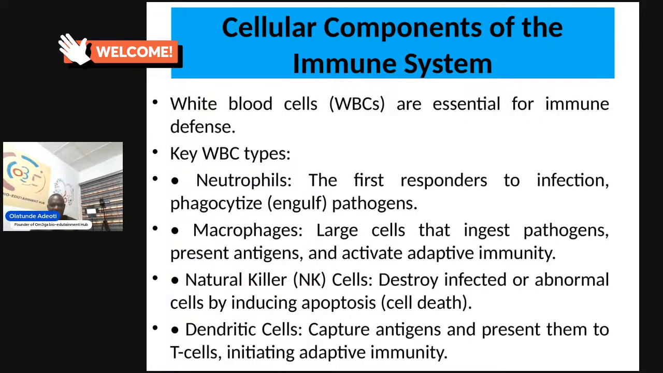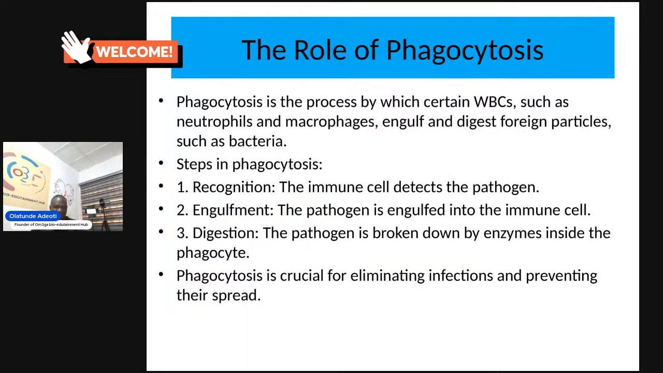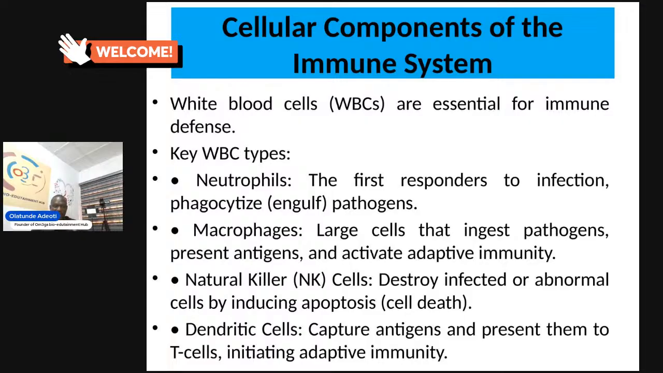And how do they do that? They phagocytose, that is, they engulf. Sometimes they swallow some of these pathogens. The next one after neutrophils is macrophages, which are very large, ingest pathogens, present antigens, and activate the other arm of immunity, which is the adaptive immunity.